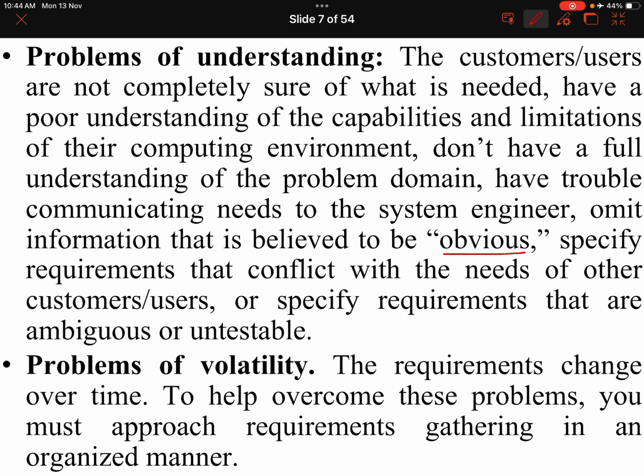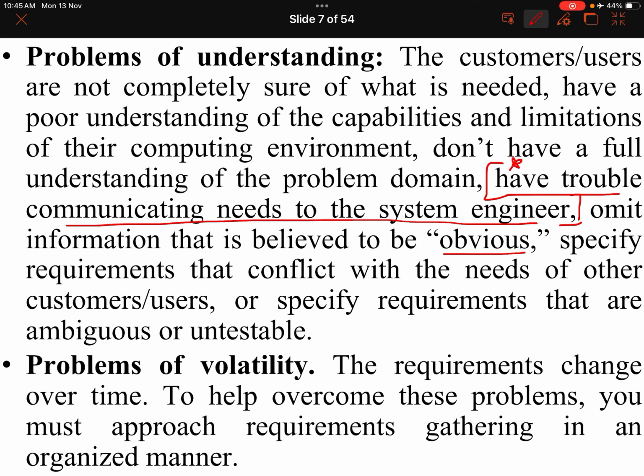So what is the problem of elicitation? The problem is that the customer or the user does not know what kind of problem that person is facing, or they may not be able to communicate. Sometimes they are not able to communicate certain things because of a kind of barrier.